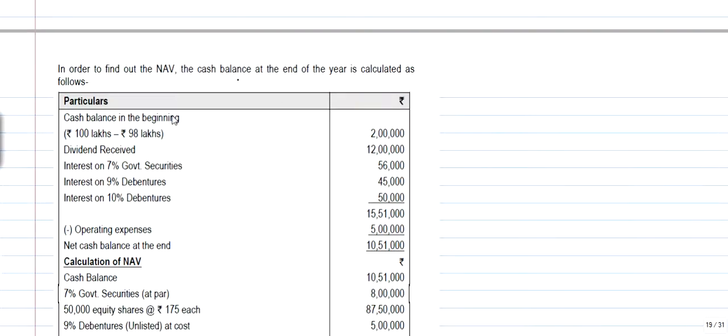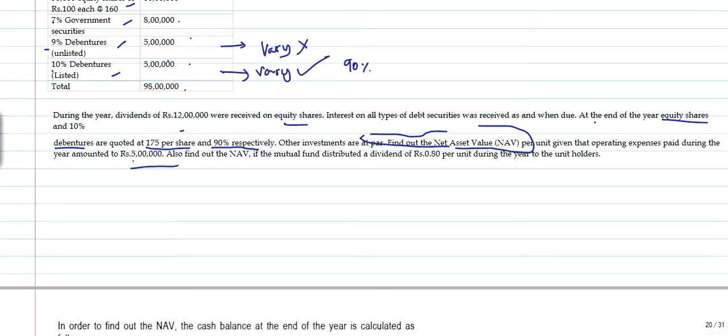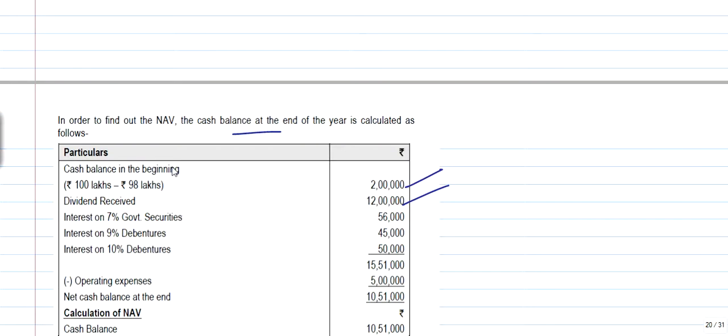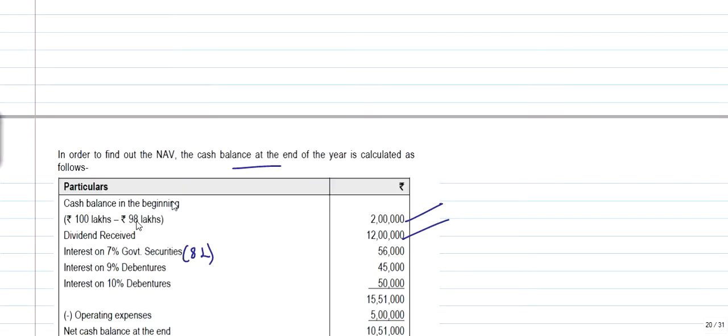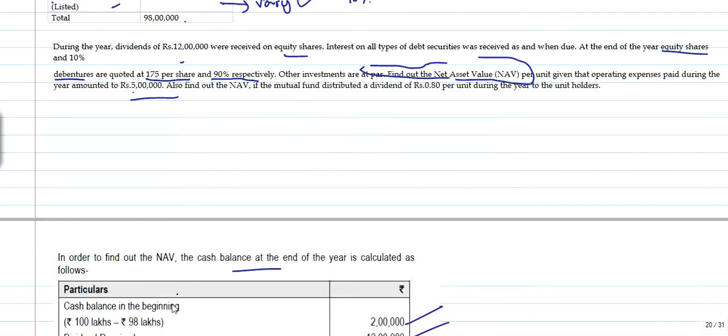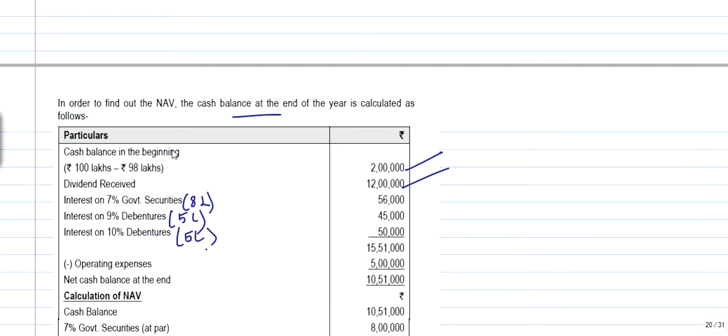So in order to find out the cash balance at the end, we have cash of 2 lakhs. Dividend received is given: 7% government securities, that is on 8 lakh, so 8 lakh into 7%, and 5 lakh into 9% on the 10% debenture of 5 lakh. So we received 56,000, 45,000, 50,000.